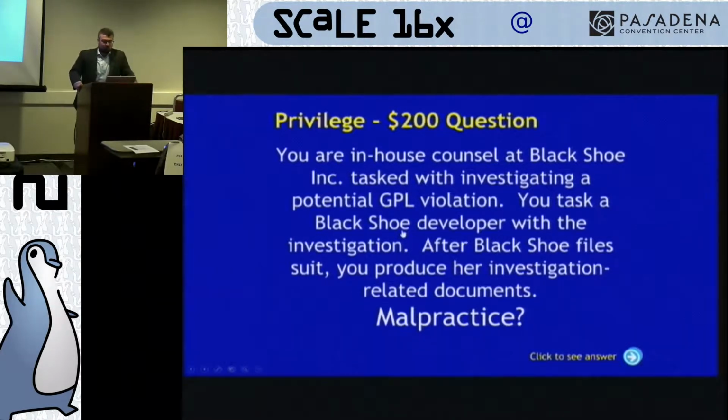You're in-house counsel at Black Shoe Incorporated tasked with investigating a potential GPL violation. You task a Black Shoe developer with the investigation. After Black Shoe files suit, you produce her investigation-related documents. Malpractice.